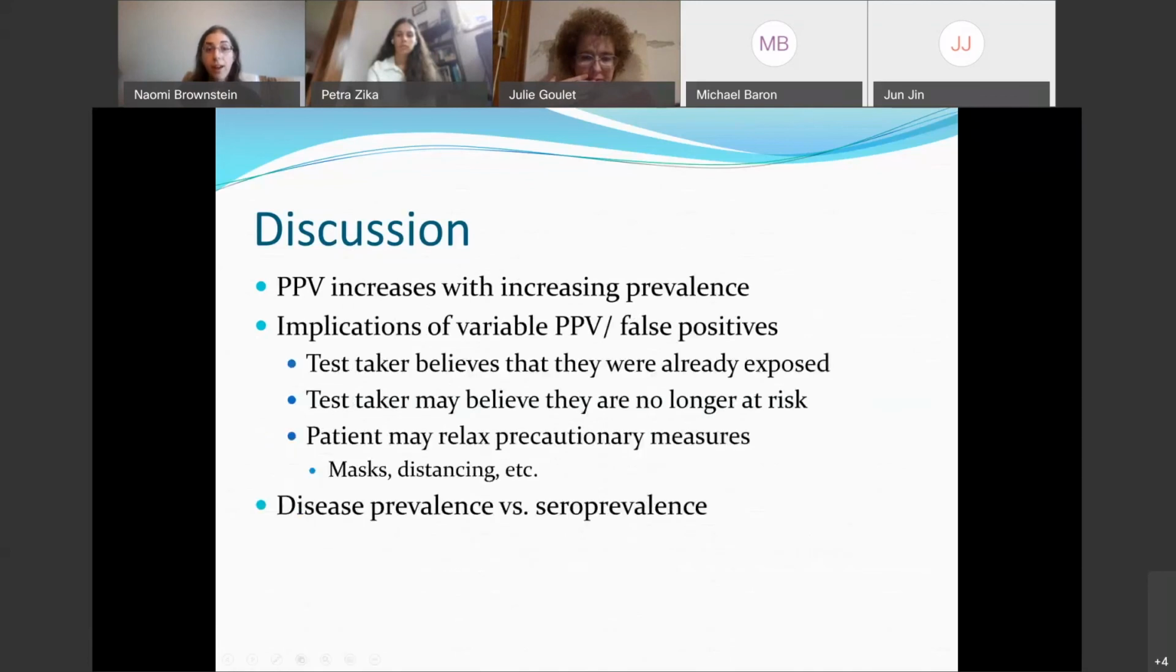On the other hand, having lots of false positives is potentially really dangerous, because then somebody might think, oh, I was exposed, and they might relax social distancing, mask wearing, etc. So you need to be careful of having false positives, because people's behavior may change. Also, just pointing out there's a difference between prevalence and seroprevalence, but they tend to potentially correlate. There was an interesting talk earlier that talked about when they did and when they did not.